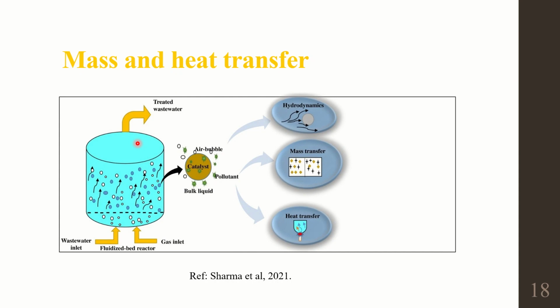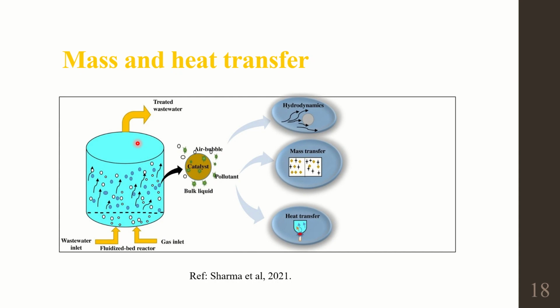And last we have radiation, where heat is transferred from the particles to the gas, or from the walls to the gas. So mass transfer takes place by means of three things: diffusion, convection and chemical reaction, and heat transfer by means of conduction, convection and radiation.